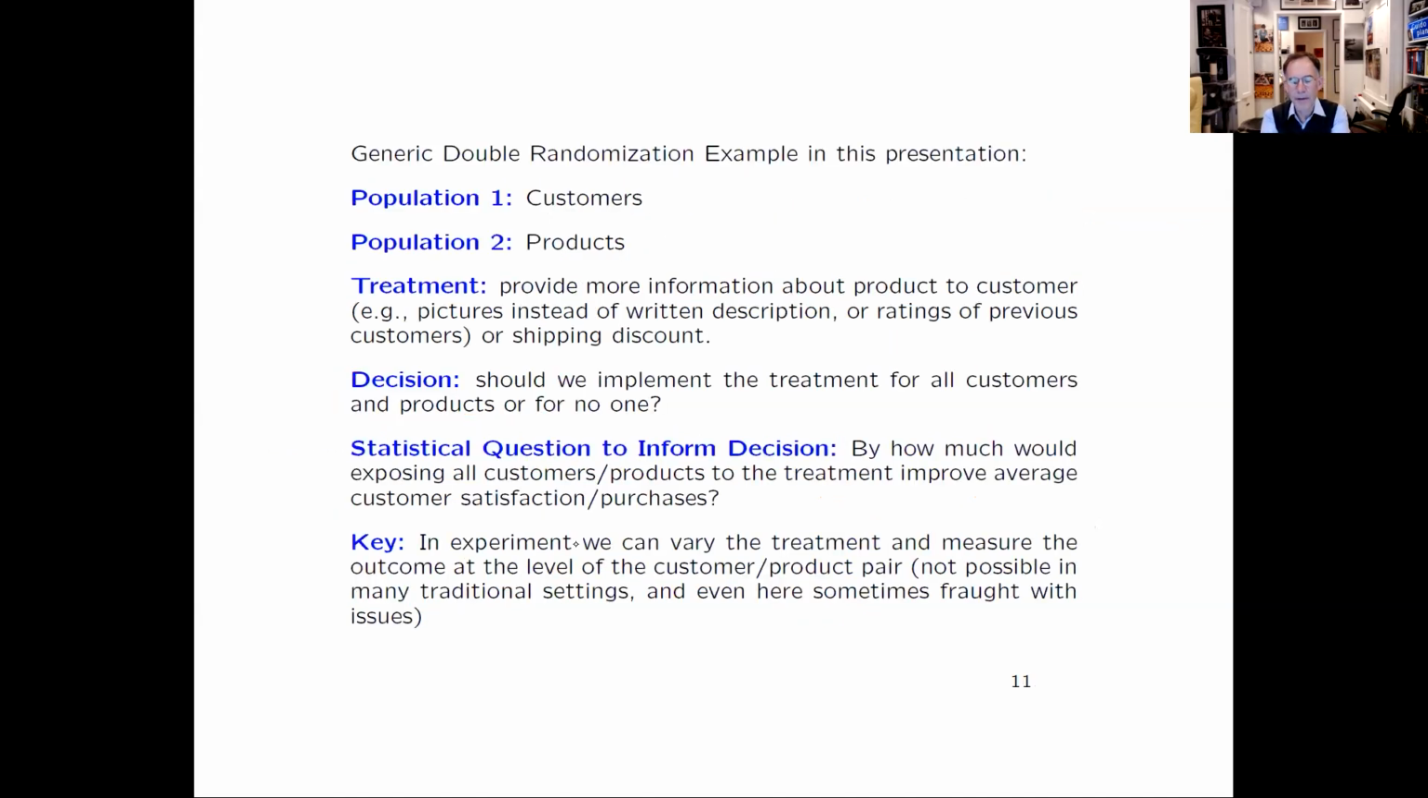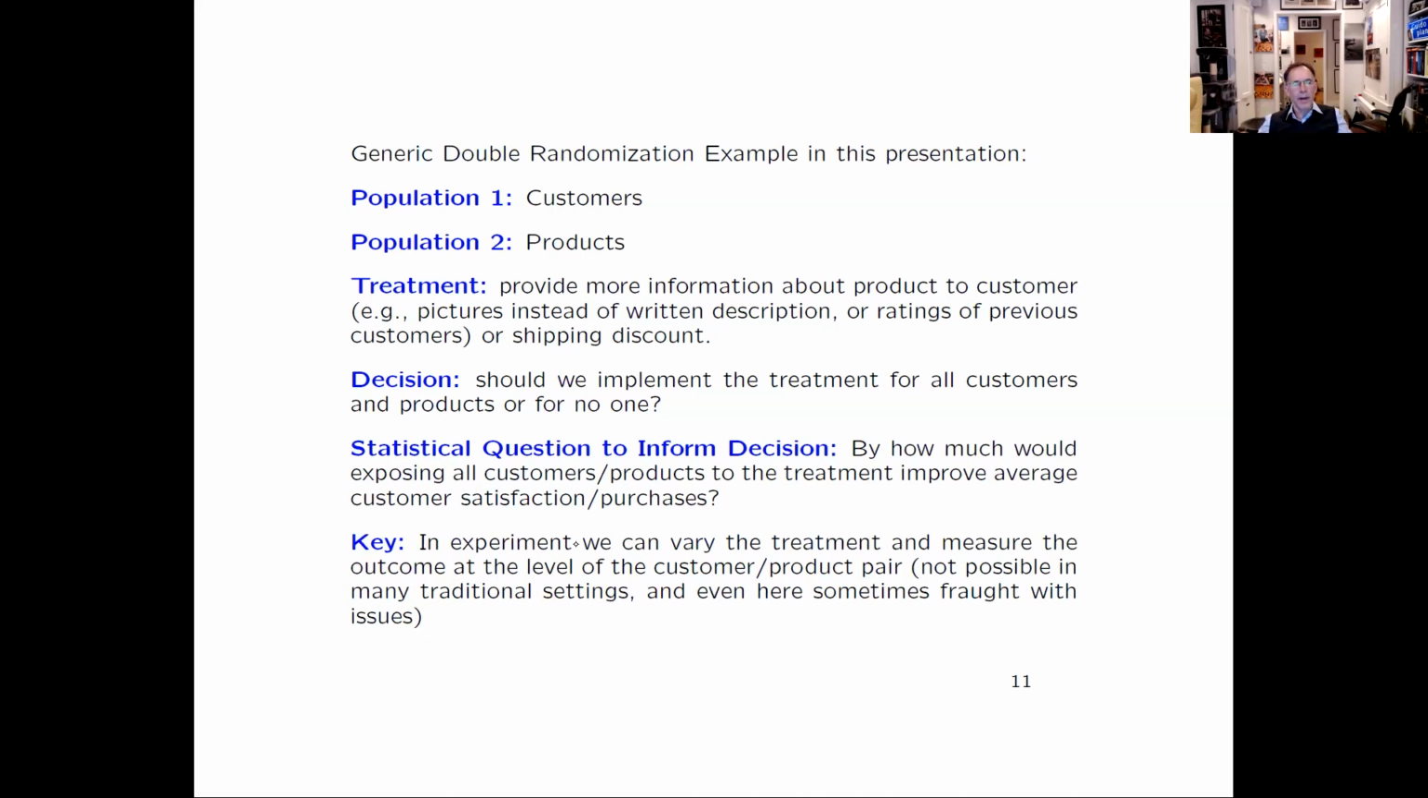And so from now on, I'm going to make this more specific. We're going to look at a case where we have 2 populations, customers and products. We have a treatment that consists of providing more information about products to customers. As I mentioned before, either pictures instead of just written descriptions, or including reviews. And the question is, what would happen if we exposed all the pairs to the treatment versus we exposed none of the pairs to the treatment?